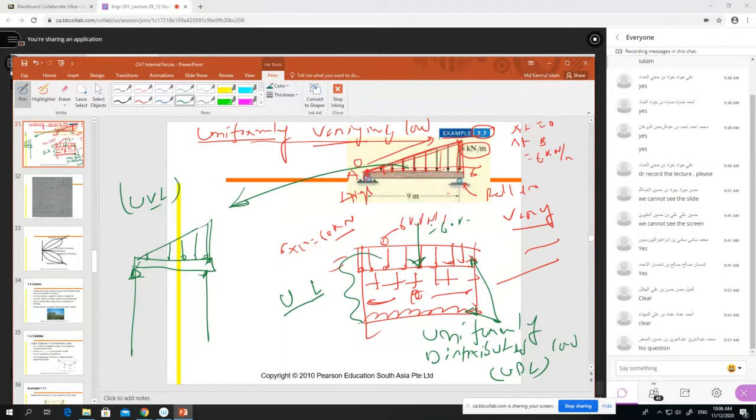In case of the uniformly varying load, how much will the total load be? The total load will be half the base. In our example, this is 9 meters, so 9 into the height, which is 6 kilonewton per meter, divided by 2, so the total load will be 27 kilonewton, right? 27 kilonewton. This is the load. But where will this load work? Can someone tell me where this load will work?